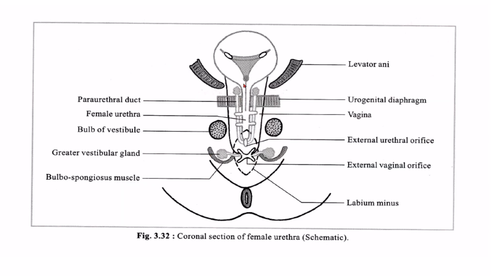So you can see here, this is the female urethra. You can see it is starting from the neck of the bladder and coming up to the external urethral orifice. You can see these are the urethral glands. You can see these are the paraurethral gland and its duct, which is opening just before the external urethral orifice. You can see the greater vestibular glands, which are opening into the vagina below the hymen.